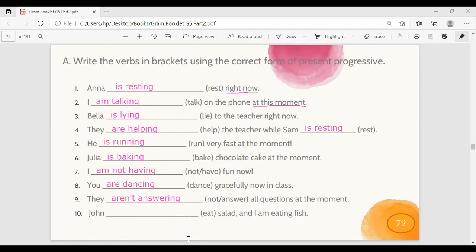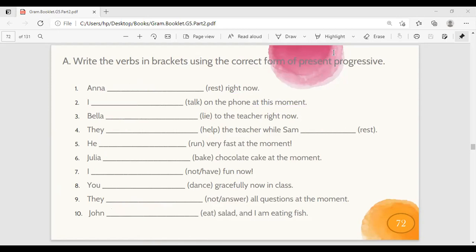John eats salad and I am eating fish. John is eating salad and I am eating fish. Okay, excellent. Because these actions are happening at the same time, we use the present progressive. Excellent, guys. Please start working on the rest of the exercises for tomorrow. We will solve them together during the live session, okay? Is everything clear?